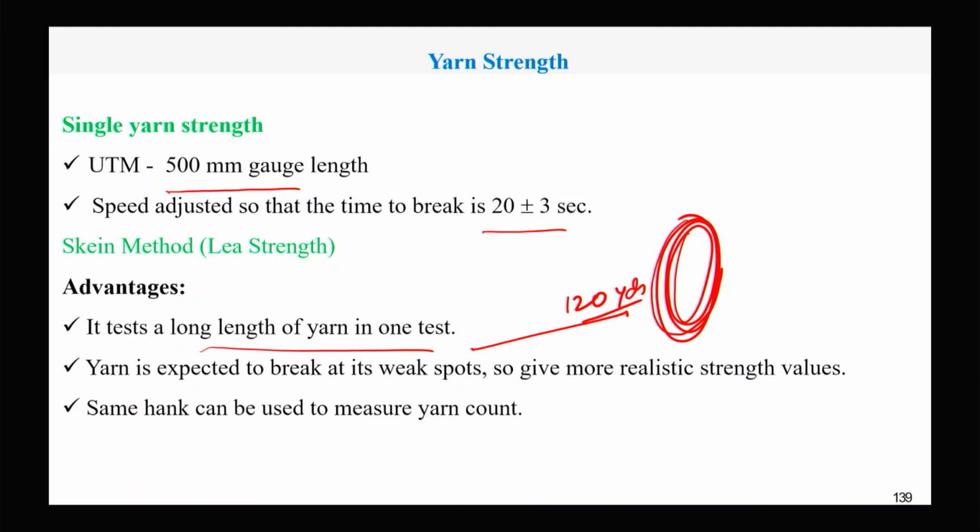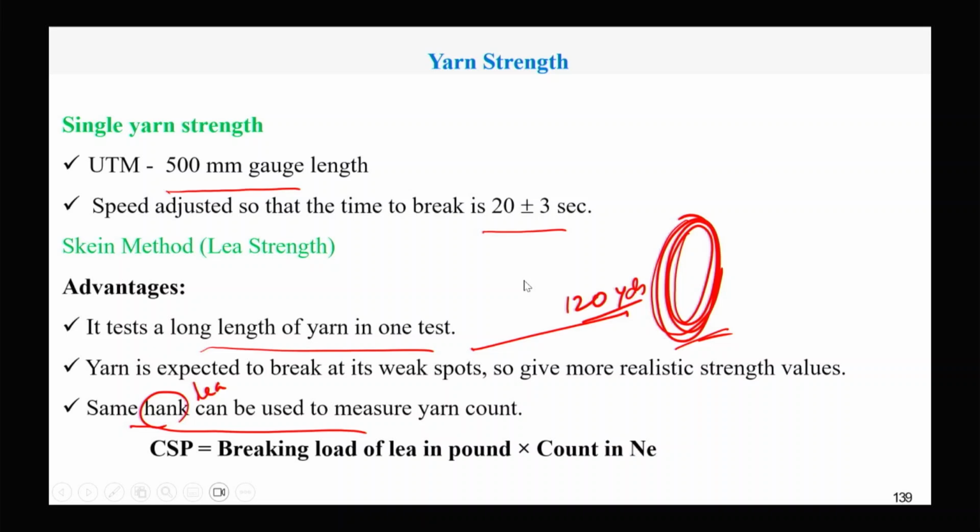And this same hank which we have, this is a Lee we normally test, same Lee we can use for count measure, so that we don't have to use other yarn. So in the Lee strength method, CSP is measured. What is CSP? CSP is breaking load of Lee in pound and yarn count in N. That's the definition of CSP.